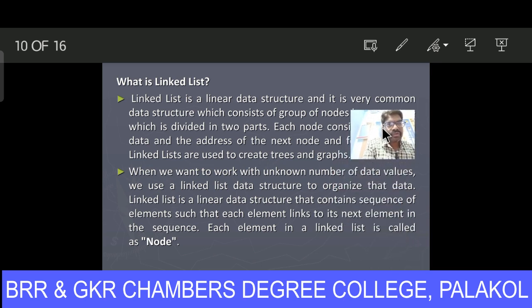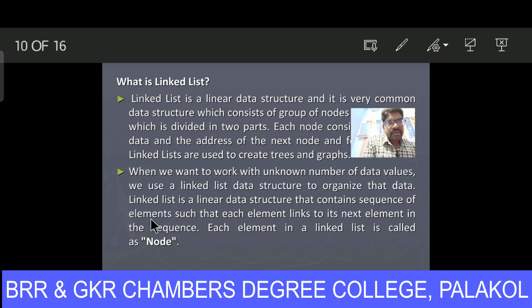When we want to work with an unknown number of data values, that is an infinite number of data values, we use the linked list data structure to organize that data. So with limited data we use arrays. With unlimited data, an unknown number of data values, we use the linked list here.